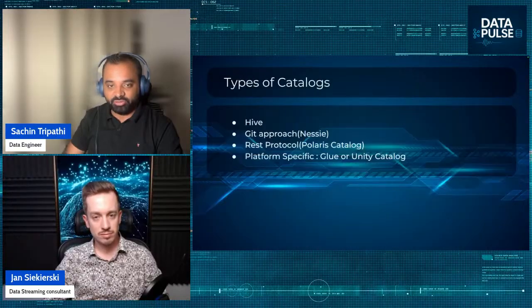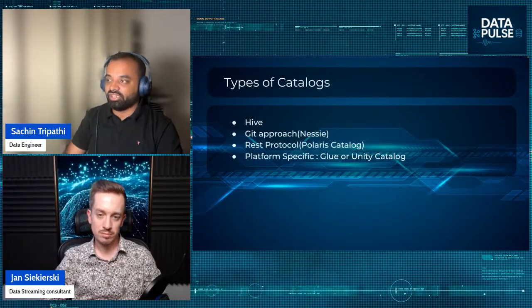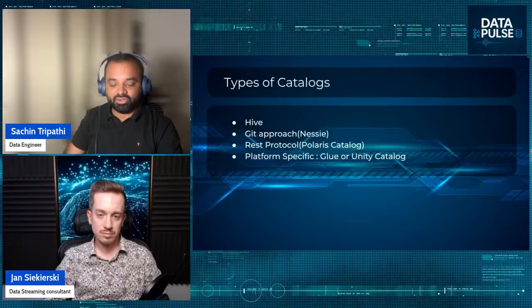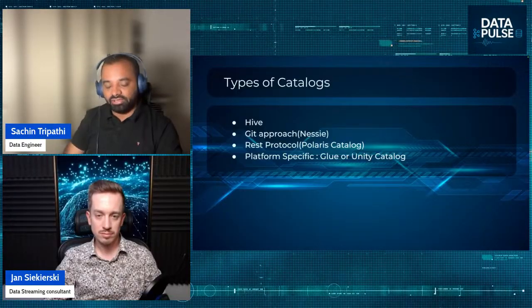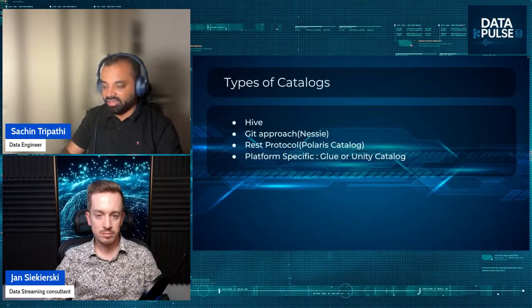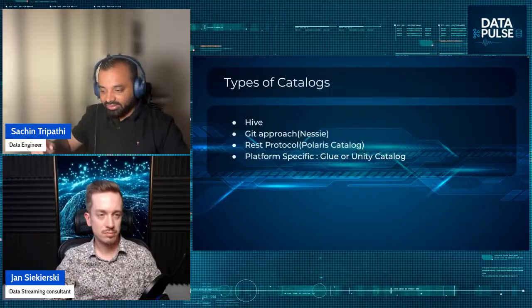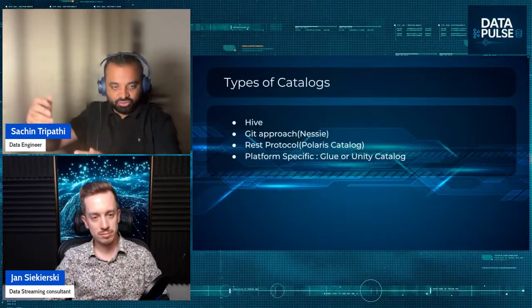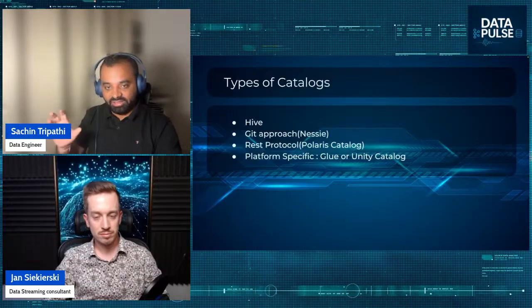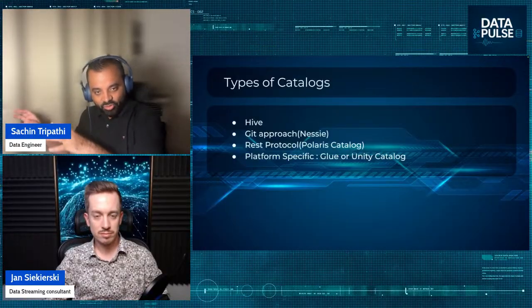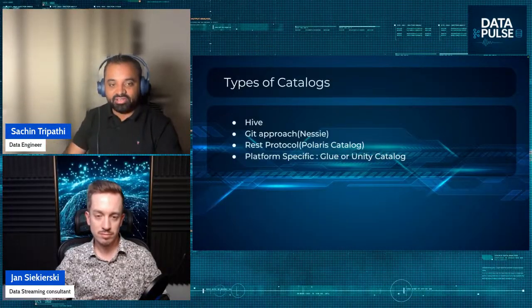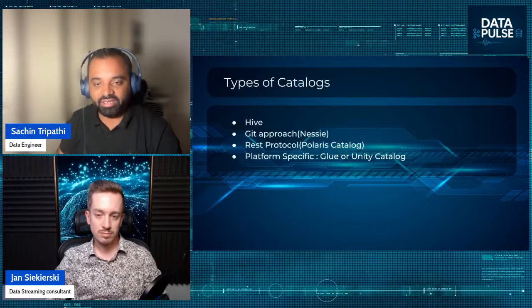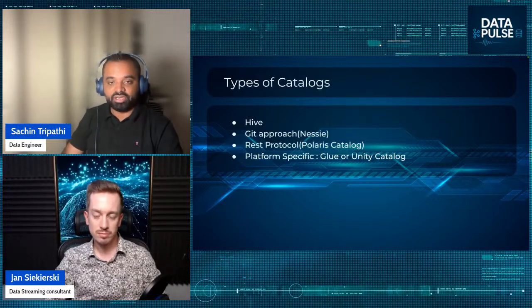So that's responsible there. There are different catalogs, different approaches of catalog. One is Hive, the other is Nessie, which is like creating your whole data platform as a Git. You branch from that, make changes, again commit to the catalog. Then we have REST catalog. I think that's the direction that Iceberg is trying to move, which is your Polaris catalog. And then we also have platform-specific catalogs such as Glue and Unity catalog, right?